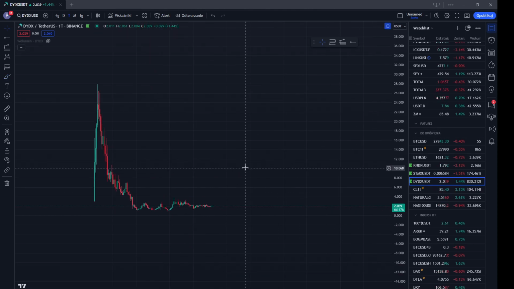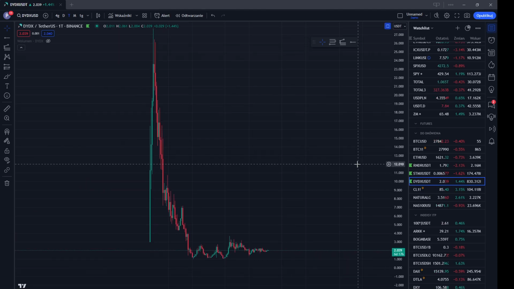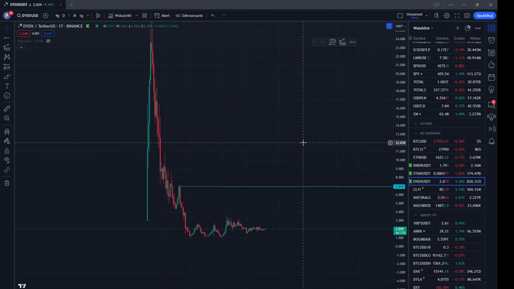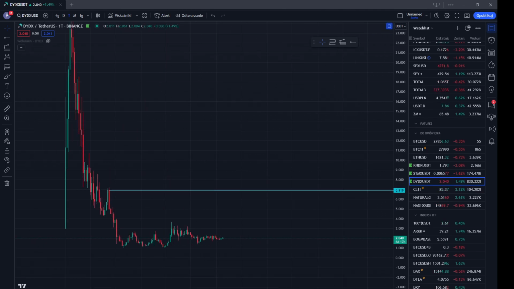So if there's no shady fuckery going on, I would expect that it would at least hit these levels here before possibly going down even lower. So for me, this is a long-term hold. I would want to see like 200% out of this.